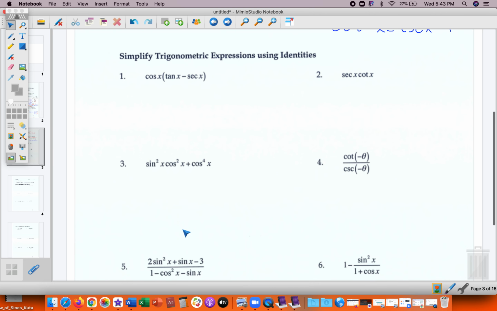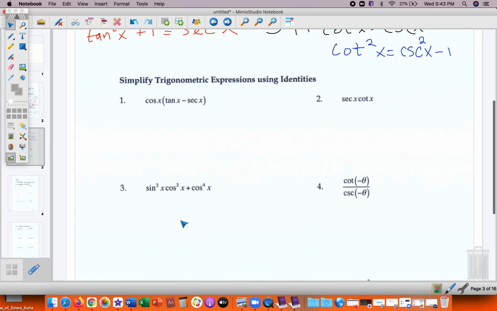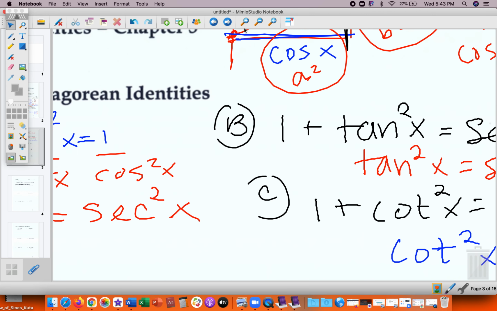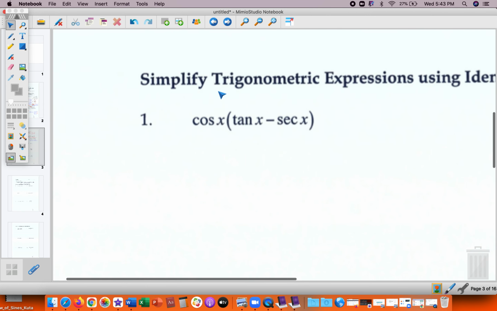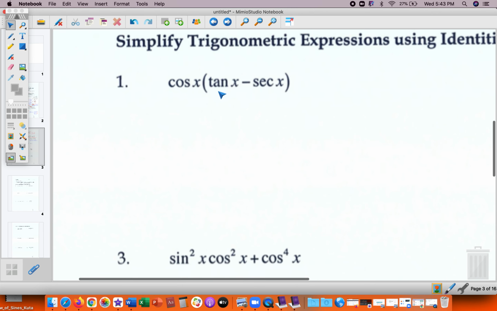We're going to look at these 6 problems. So we're going to simplify the trig expressions using our identities. Let's look at number 1.